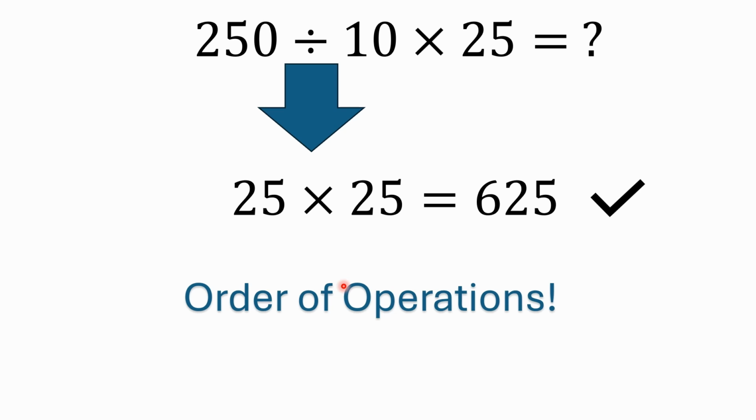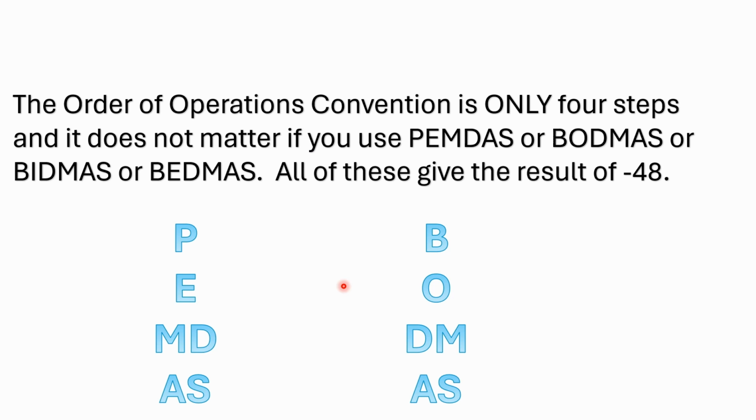Now I've seen a lot of people trying to claim that the answer is 1, and the reason they give for that is that they'll say, well, multiplication is supposed to be first. If you look at PEMDAS, the M comes before the D. Well, the truth of the matter is the order of operations convention is only 4 steps. It's not a 6-step checklist.